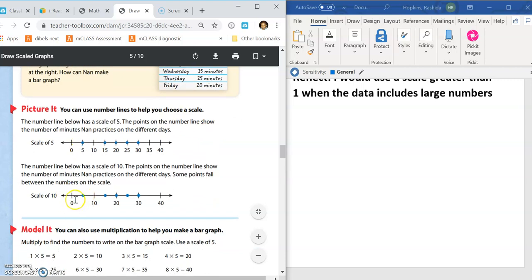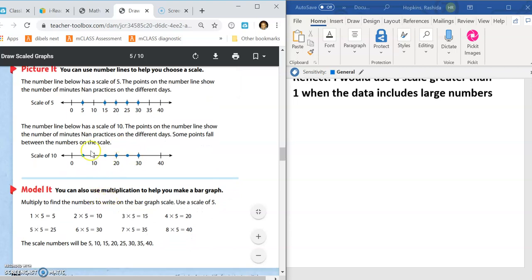So in between 0 and 10 would be 5. In between 10 and 20 would be 15. So make sure that you are looking at that and model it. You can also use multiplication to help you make a bar graph. Multiply to find the numbers to write on the bar graph scale. Use a scale of 5.